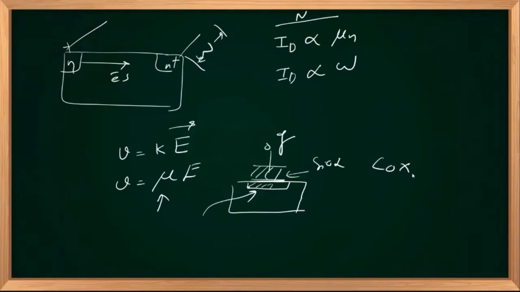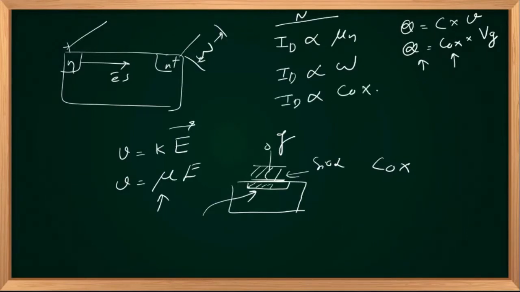And from the fundamental equation, total charge in a capacitor equals C times V. So total charge in this case equals the oxide capacitance Cox multiplied by the voltage applied at the gate, Vg. The more the Cox, the more charges you will have, so you'll have more drain current. So it is directly proportional to Cox. That is also quite simple.